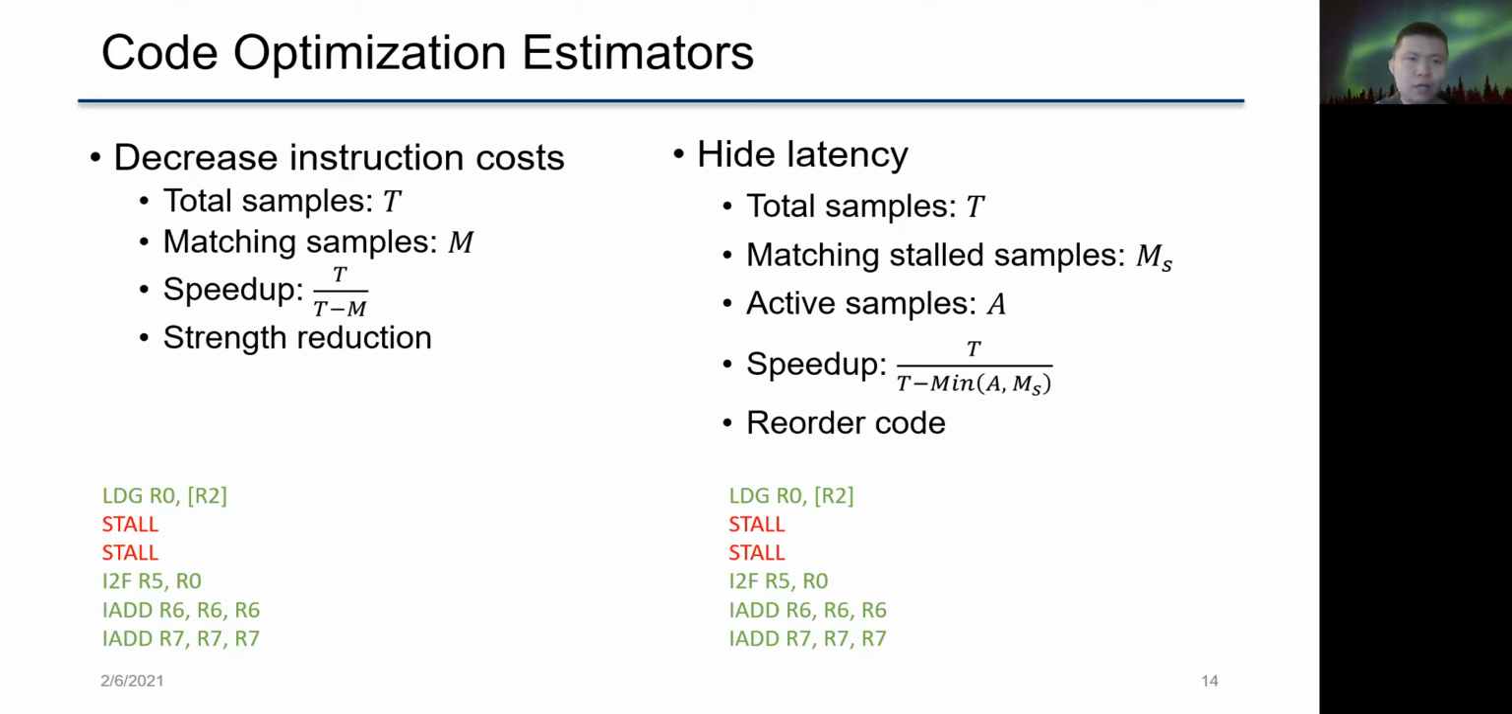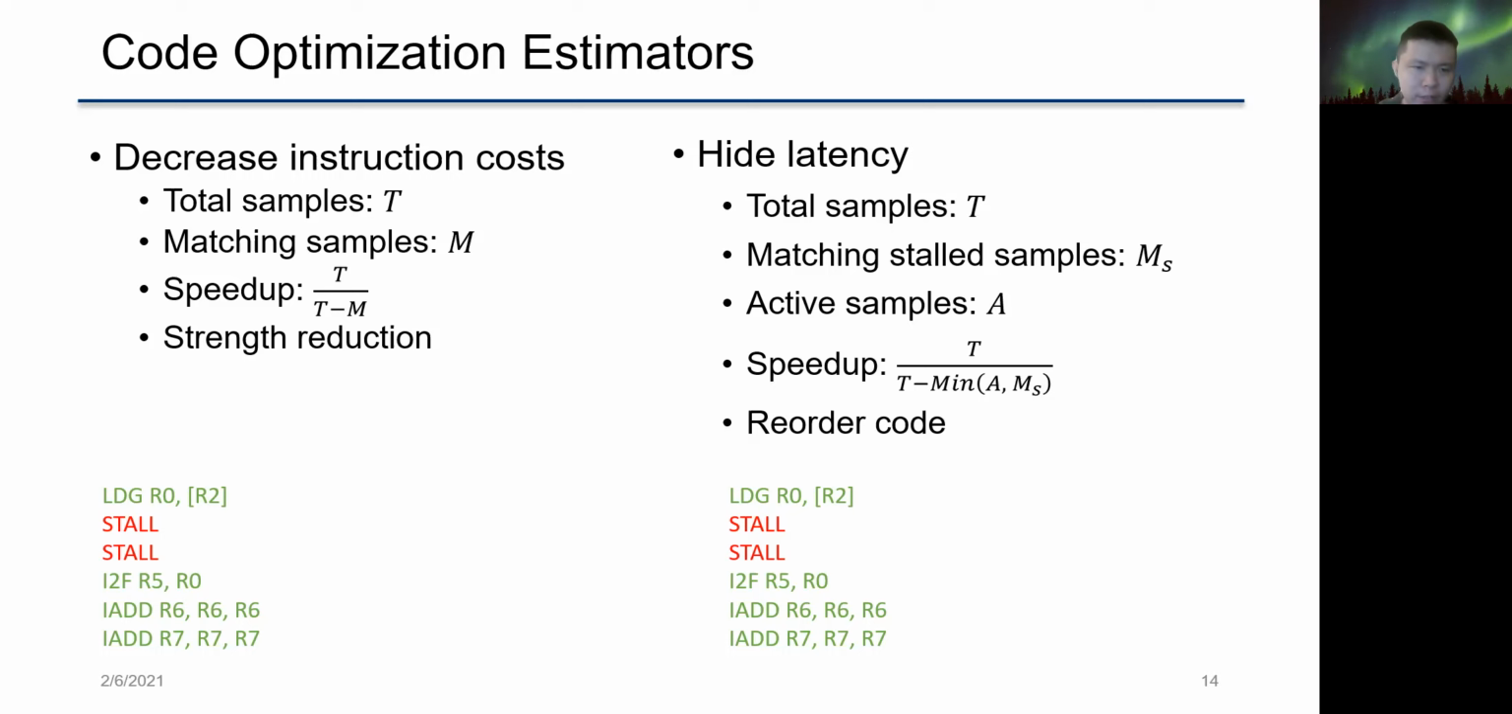Next, based on the type of optimizations, we derive different estimators to estimate their potential speedup. For code optimizations, we have a decreased instruction costs estimator and a hiding latency estimator. Suppose that we have a total number of T samples in this kernel, and the matched samples for an optimizer is M. The speedup for decreased instruction costs optimization could be estimated as T over T minus M.